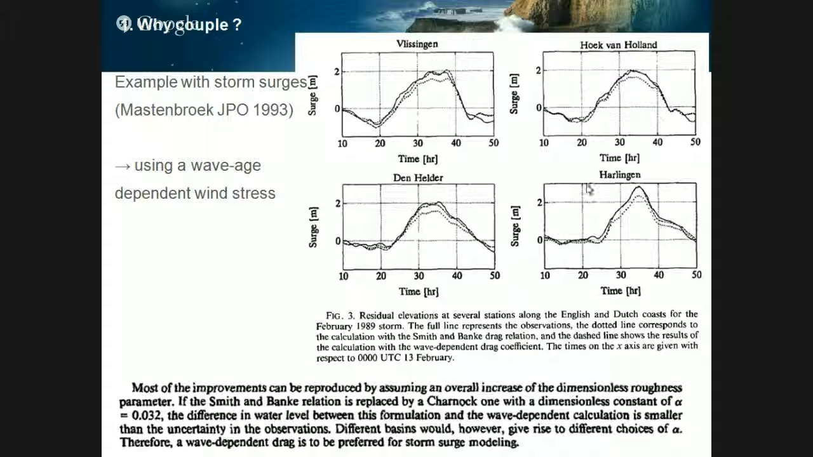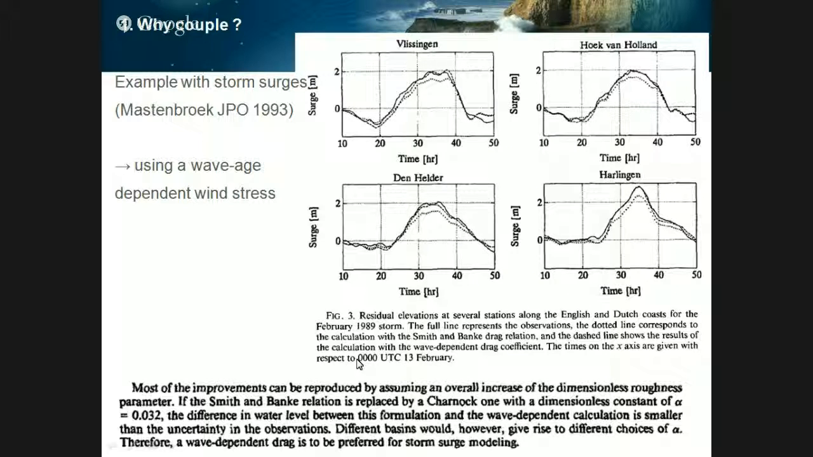And so in that case, he had the dashed line, which was the Smith and Banke drag coefficient, and the dotted line which is above here takes into account the parameterization of the changing stress as a function of the wave age, and the observations are the solid line. So essentially, it has an enhancement of up to 20% of the surge due to the wave effect, and this has been repeated in other places.